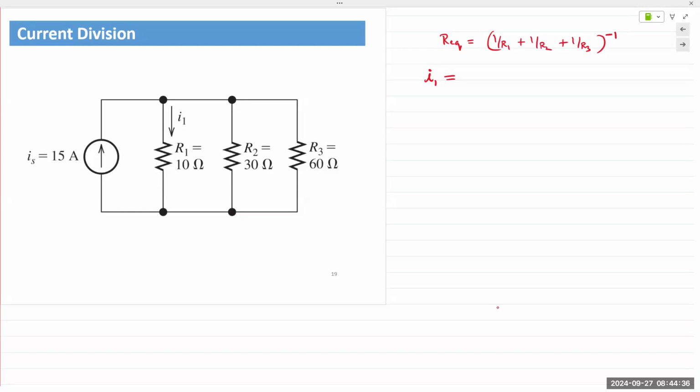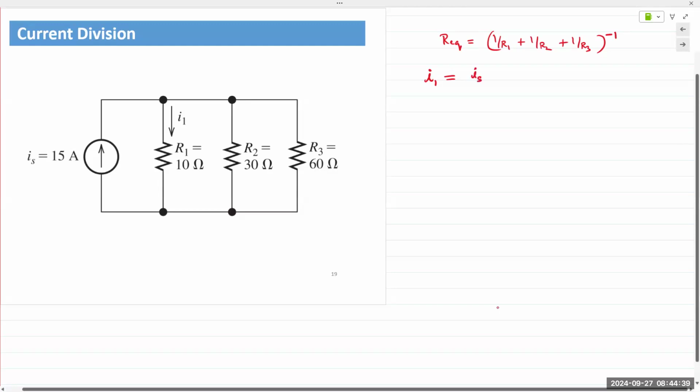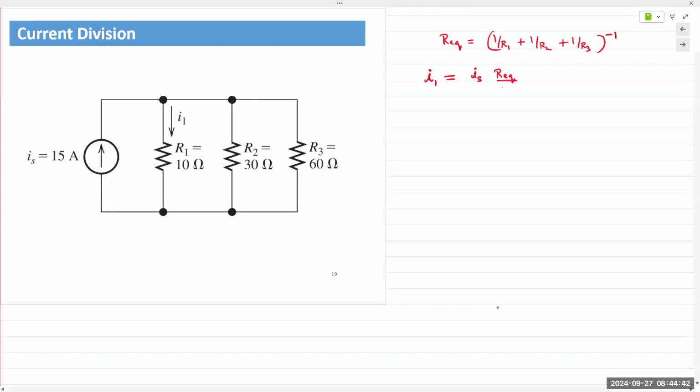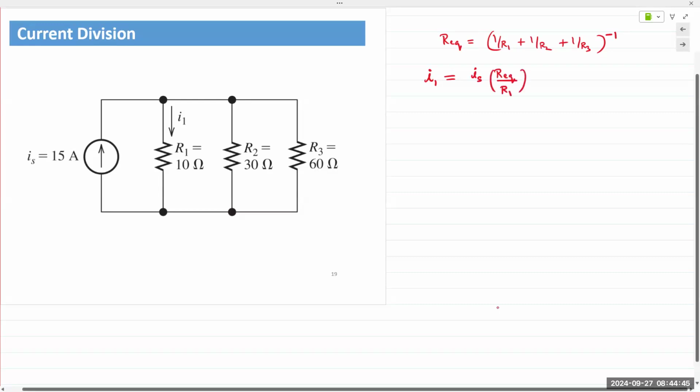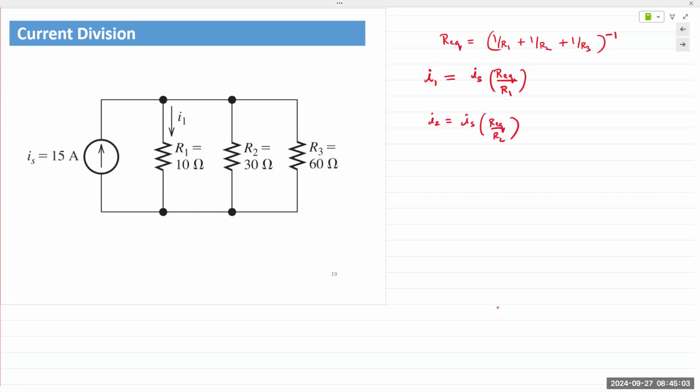And then I1 would be a fraction of the total current Is, and the fraction is given by the ratio of Req to R1. Okay. I2 similarly would be Is times Req over R2, and R3 again, Req over R3. So again, this is derived from Ohm's law. It's a two-step derivation. Again, as a refresher, you should be able to quickly and efficiently apply voltage and current division. Make sense?